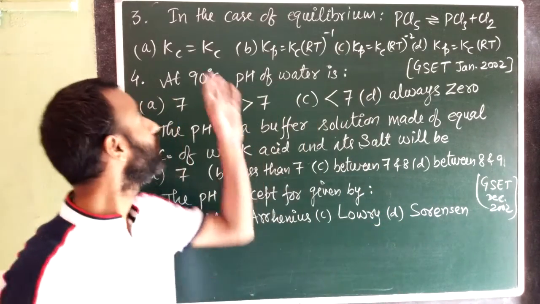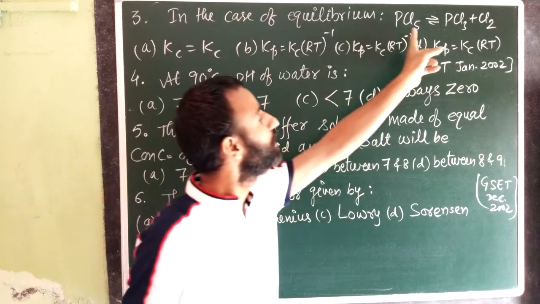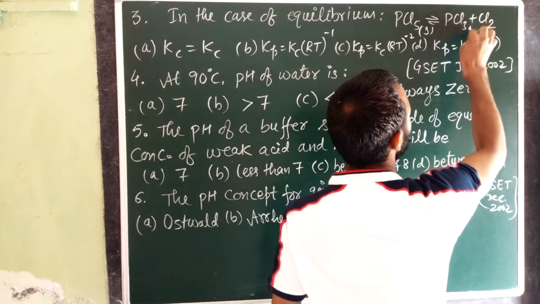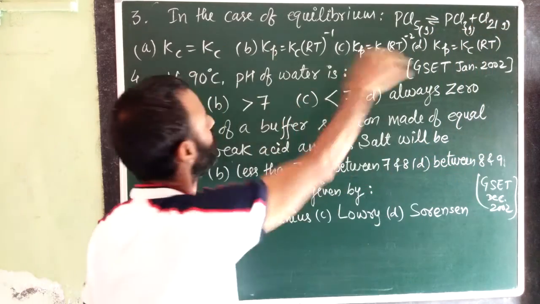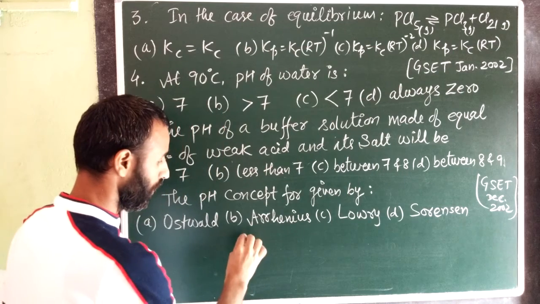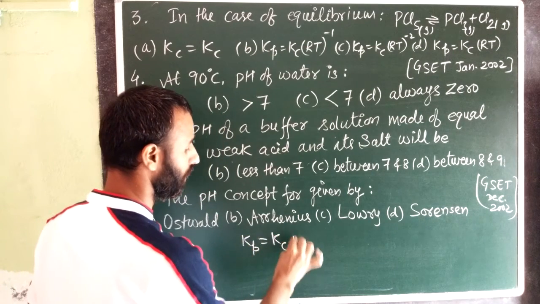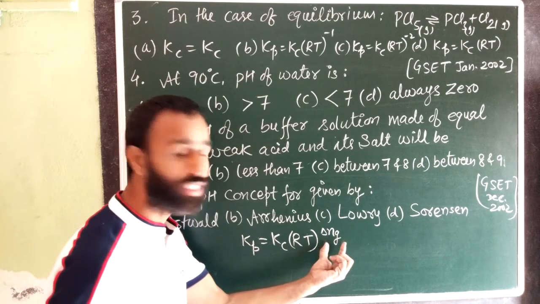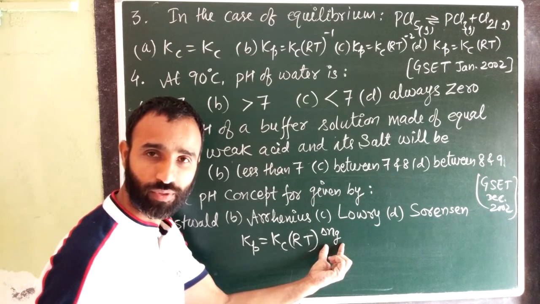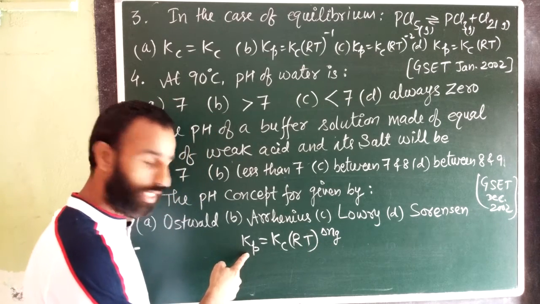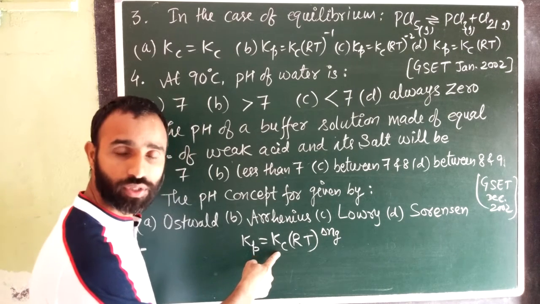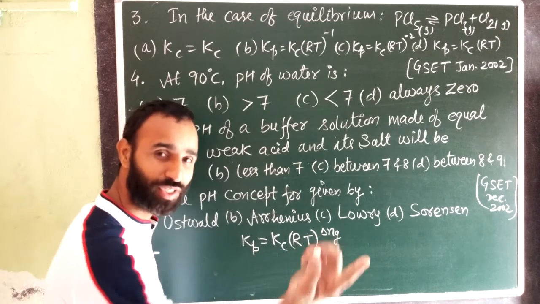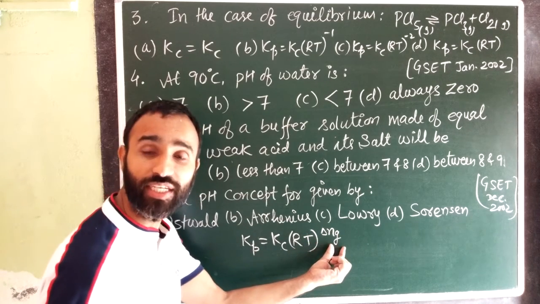Okay, so next question is, in the case of equilibrium, PCl5 to PCl3 plus Cl2, all are gases. What is the relation between Kp and Kc? So you know Kp is equal to Kc (RT) raised to power delta ng. Keep in mind, delta ng is change in gaseous moles. Kp is the equilibrium constant in terms of pressure, Kc is the equilibrium constant in terms of concentration, R is gas constant, T is temperature in Kelvin.